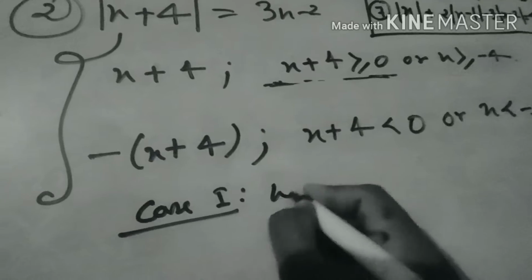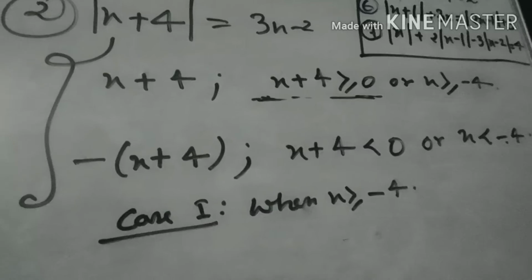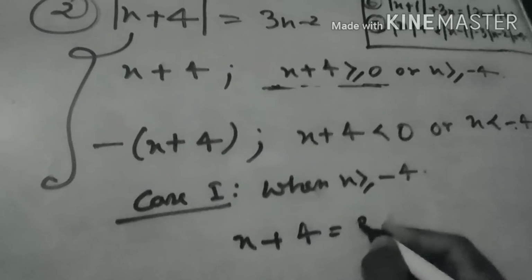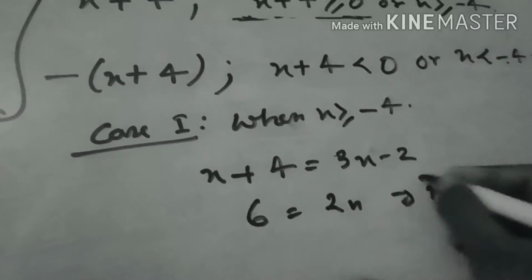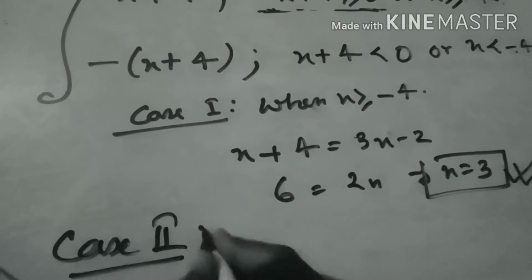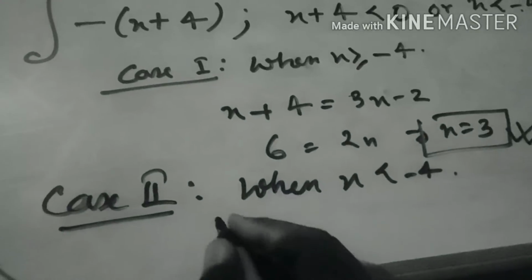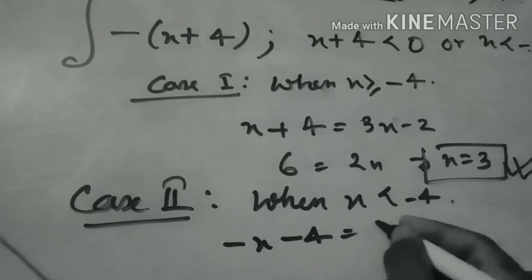Okay, so we'll make case 1. Case 1 will be when x is greater than or equal to minus 4. When x is greater than minus 4, the value of modulus x plus 4 will be x plus 4. So we'll solve the equation here: x plus 4 equals 3x minus 2. When we move terms, 6 equals 2x, so x equals 3. X must be greater than minus 4, and 3 is greater than minus 4, so this value is satisfying. Now we'll take case 2, which is when x is less than minus 4. When x is less than minus 4, the value of modulus is minus of x plus 4, or we can write minus x minus 4 equals 3x minus 2.